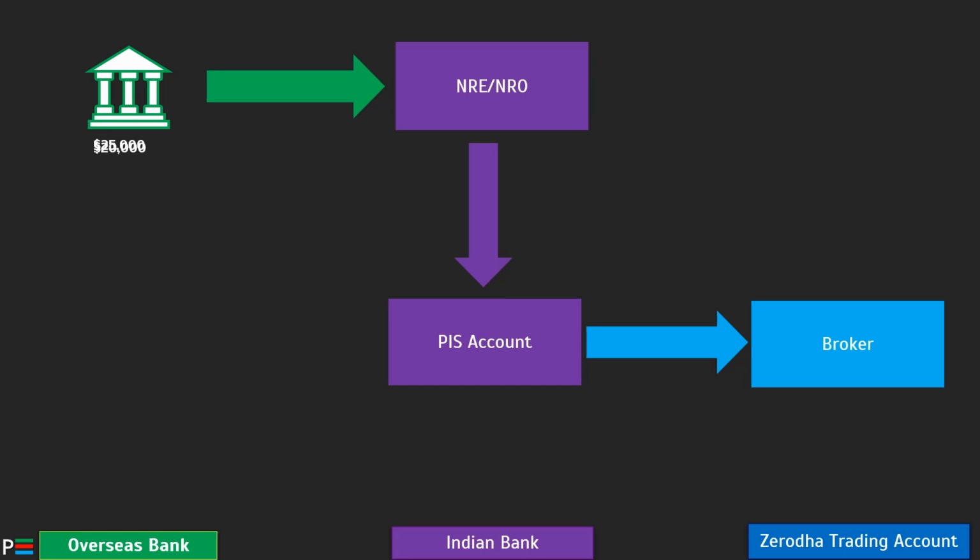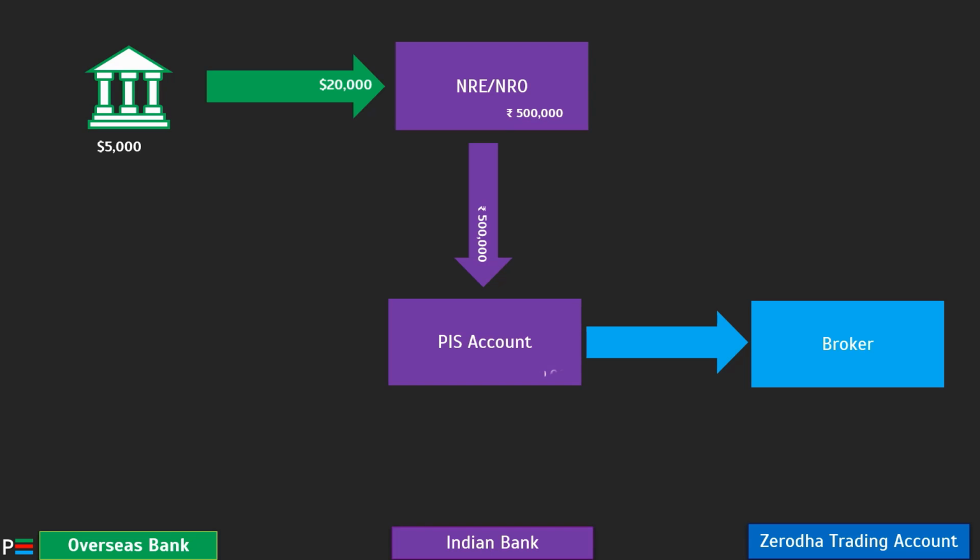Let's run through a simple example here. I have an onshore account that has a capital of $25,000. Now I want to transfer $20,000 into my NRE or NRO account. So this roughly translates to around 10 lakh rupees. Now that I have 10 lakh rupees in my NRE or NRO account, I again have to transfer a certain amount of money into my PIS account. So in here, I decide to transfer around 5 lakh rupees into my PIS account.